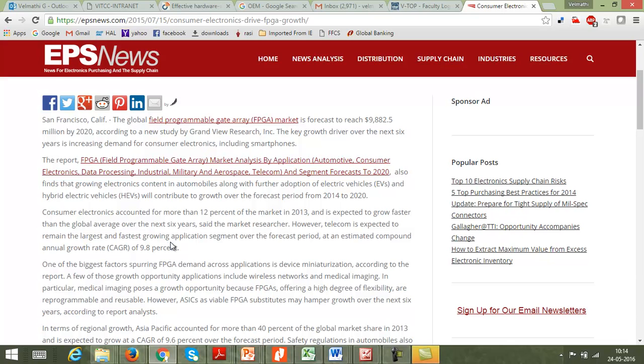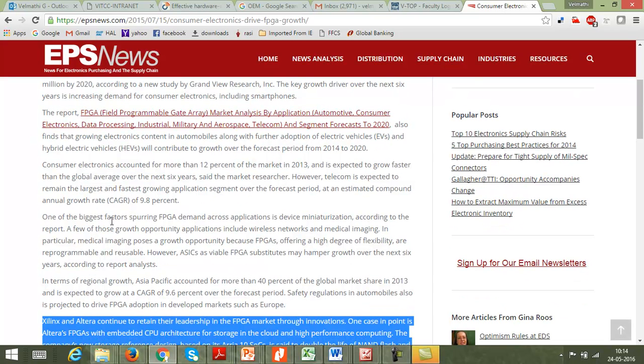Consumer electronics accounted for more than 12% of the market in 2013 and is expected to grow faster than the global average. Telecom is expected to remain the largest and fastest growing application. One of the biggest factors spurring FPGA demand across applications is miniaturization.